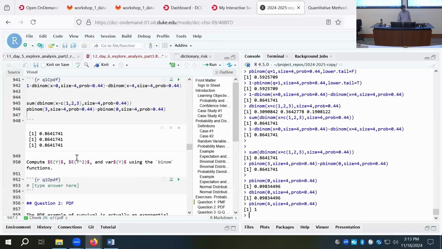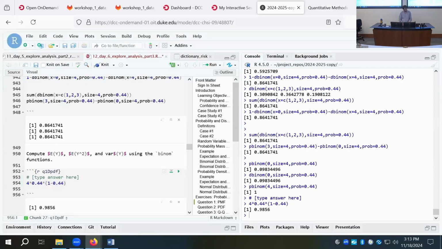Okay. All right, so next up, we're going to calculate the expected values of this. The first thing we're going to do, we're going to use the binom functions. We know what the formula is, right? So we know the expectation should be 4 times 0.44 times 1 minus 0.44, right?